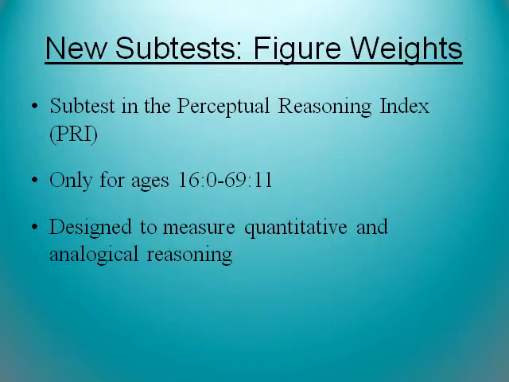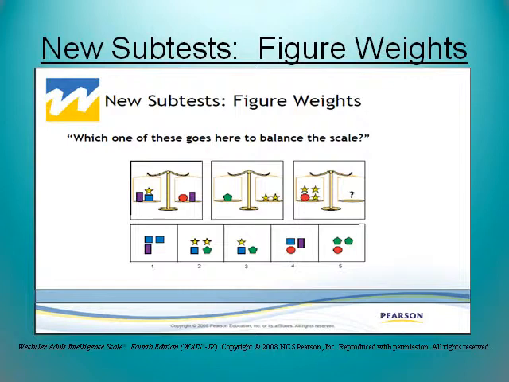All right, it's good for ages 16 to 69. So that's something to keep in mind with this one. If you have someone who's 70 years old, you don't want to administer this one to them because it's only normed for those ages. And it's designed to measure quantitative and analogical reasoning. And this is what it looks like. Again, this is a really tough example.